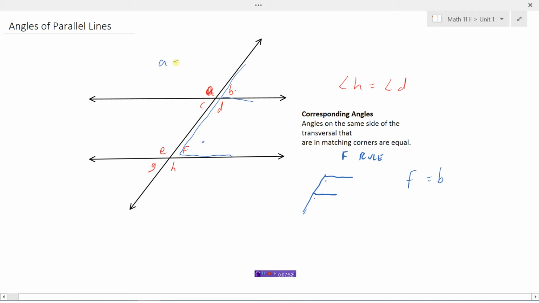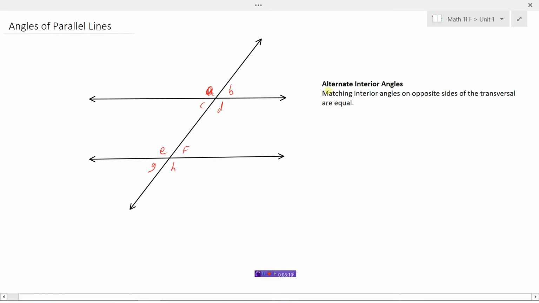On this side, here's our corresponding angles here. Angle A, this one up here, is a matching corner to E. So A would equal E. And on the same side of the transversal, the matching angles here would be C and G. So those are corresponding angles. Angles on the same side of the transversal that are in matching corners, like B and F, are going to be equal when we have parallel lines.